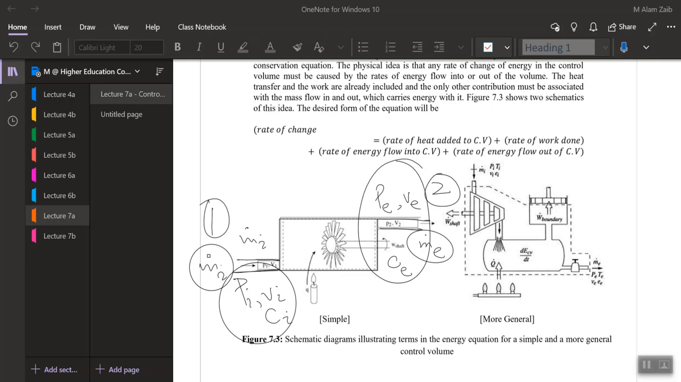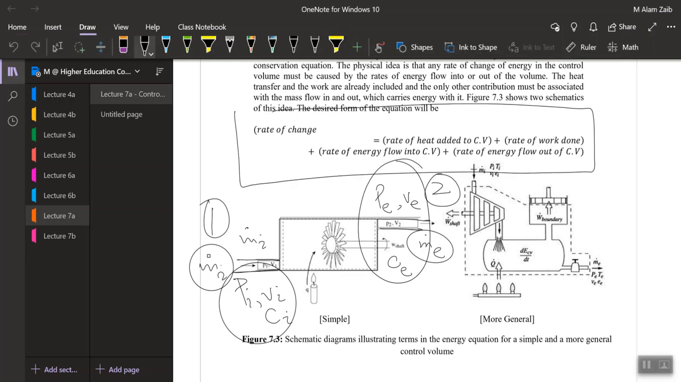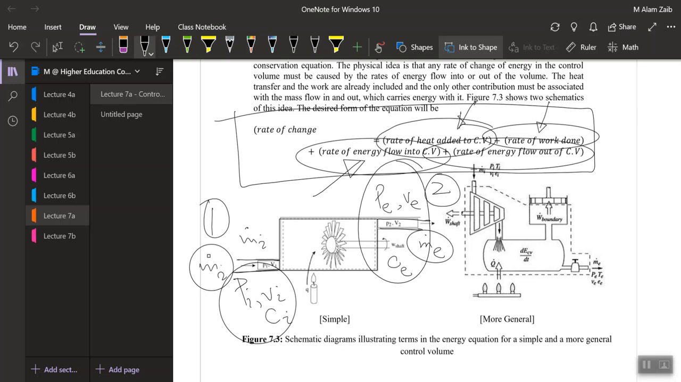The total rate of change of energy of the control volume would be the rate of heat added to the system, the rate of doing work, the rate of energy flowing into the system with the mass, what I said earlier, and the rate of energy flowing out of the control volume with the mass. So we will have four different kinds of energy. One would be the heat energy, one the work energy, one the energy entering the system with the mass, and one the energy leaving the system with the mass.